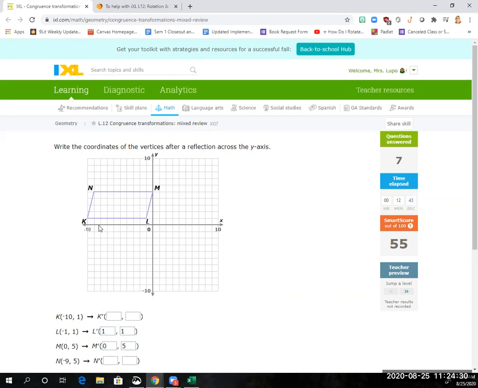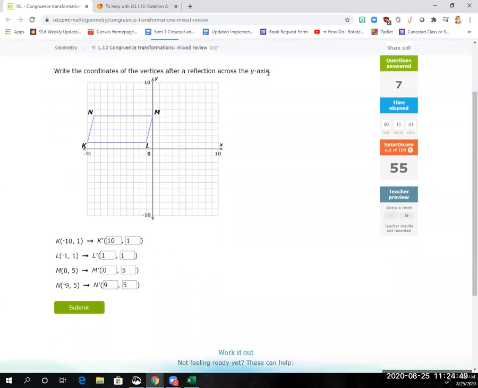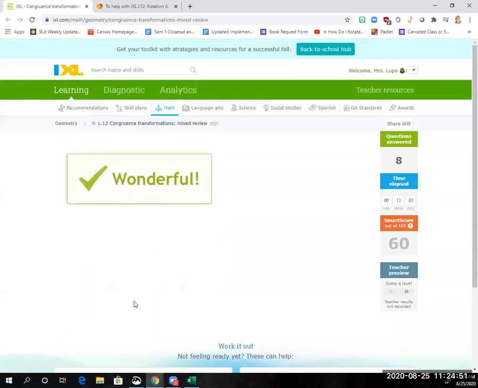Okay. This K, let's see, it says it's 10 away. So this one's going to be a positive 10, 1. And then N is 9 away. So this one's just going to be 9 away because it's reflecting across the y-axis. Yes. Okay.